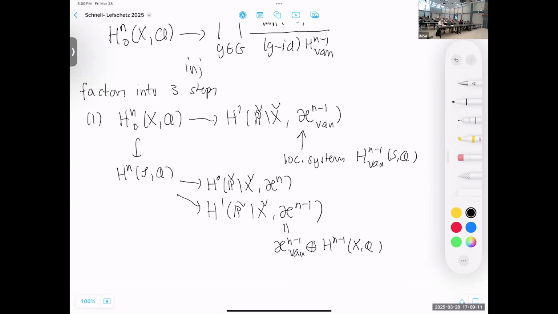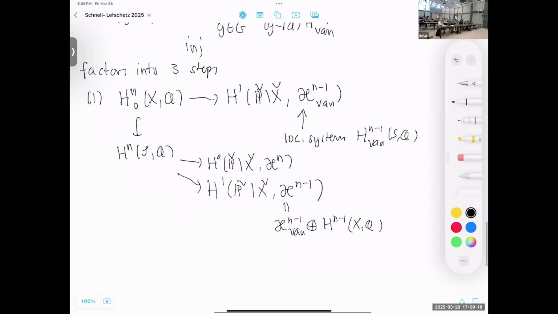Okay, so this is the first map. I go from cohomology of X to cohomology of this local system. And just by this Leray spectral sequence stuff, this is actually injective. So this map 1 is injective.